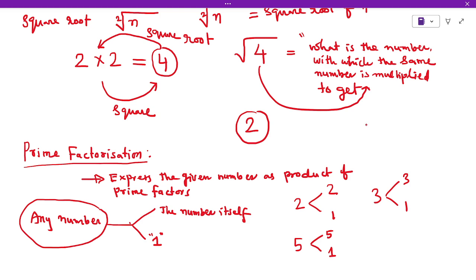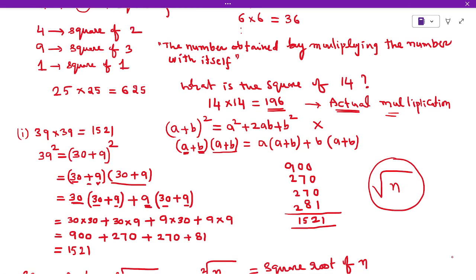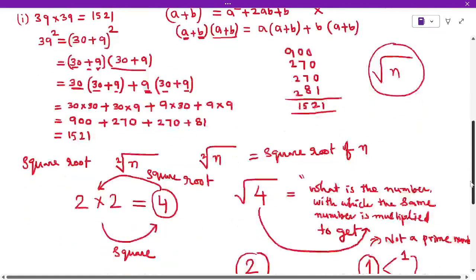But here you can say, sir, 1 also has the same factors, 1 and 1, right? But here you can see these two factors are the same. These two factors shouldn't be the same. They should be different, but there should be only two factors. That's why the number 1 is not a prime number. Not a prime number. Clear? You should keep that in mind.